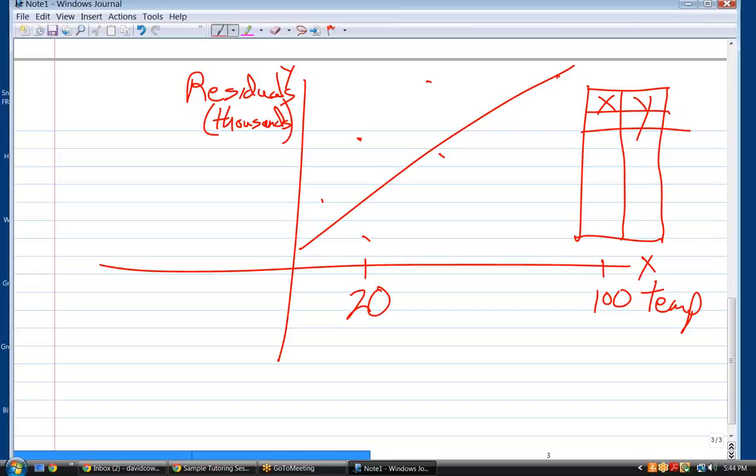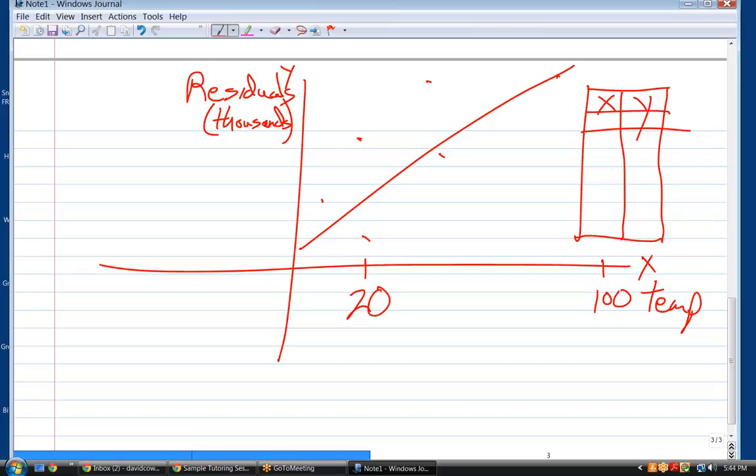Right. Okay. Whatever residuals mean, I'm not sure. I have no idea what temperature would be related to residuals. Huh. All right. I don't need to know. That's all right.